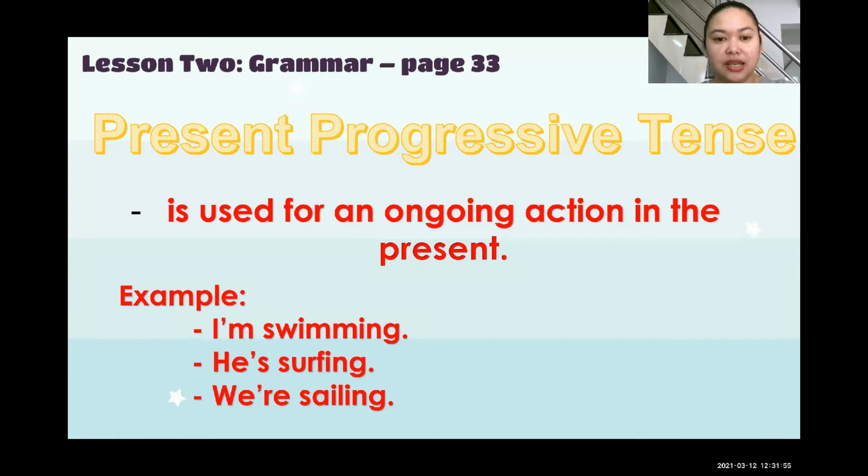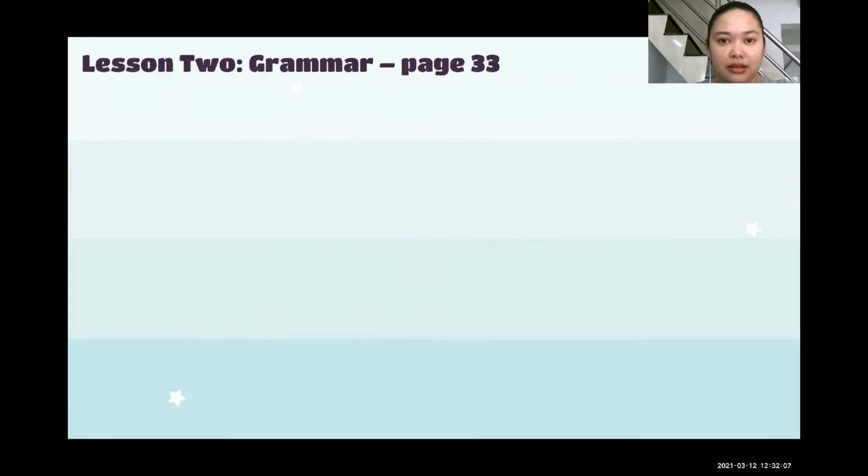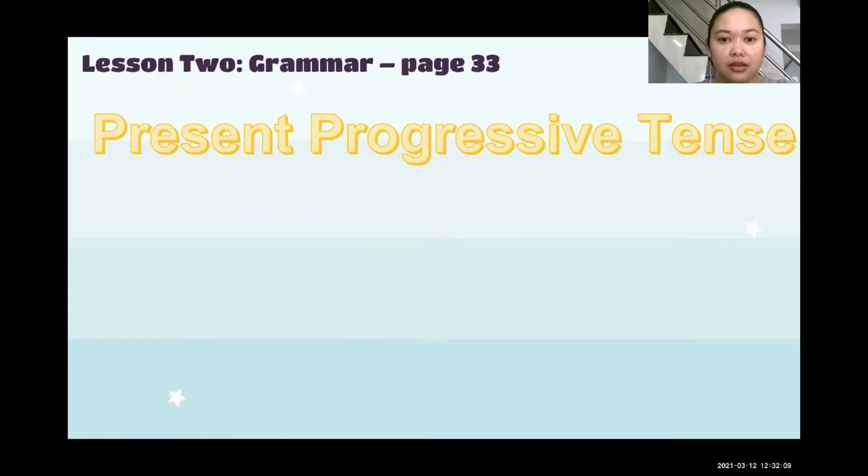The actions in these sentences are happening now. That means it takes action in the present. Let's try to practice writing present progressive tense in affirmative form. How do you write present progressive tense sentences in affirmative form?